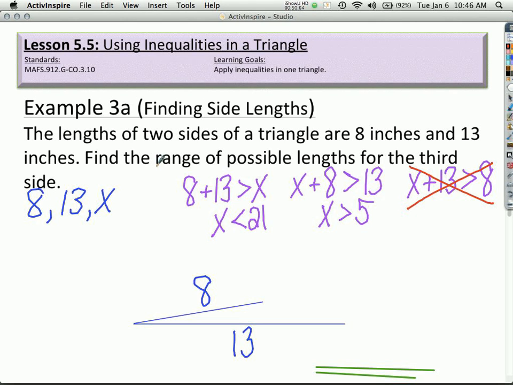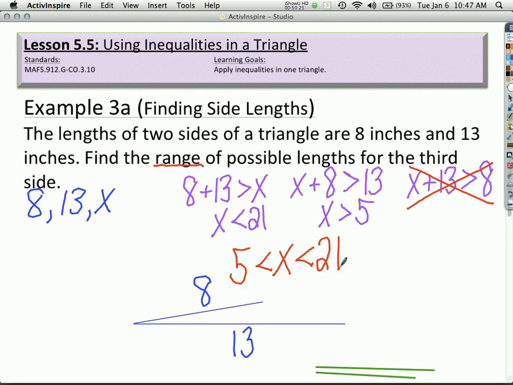It says find the range of possible lengths. You learned in algebra how to write a range. You put the x in the middle. Smallest number goes on the left, biggest number goes on the right. And so we end up with this statement.